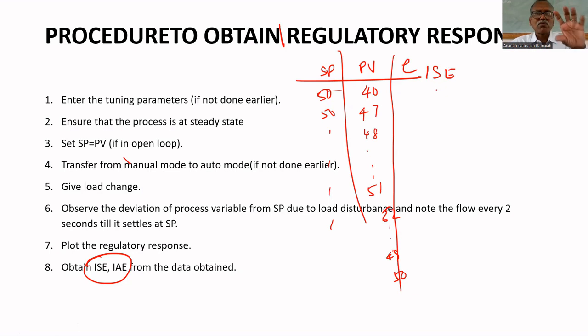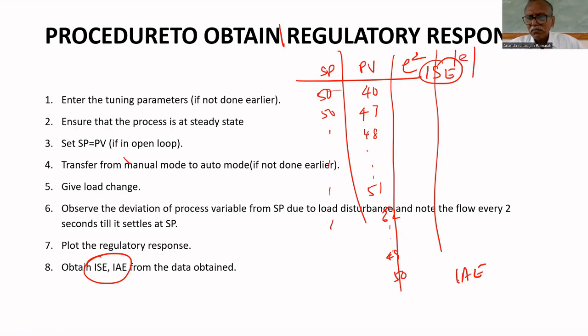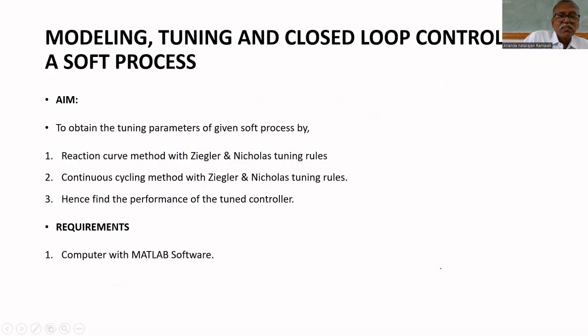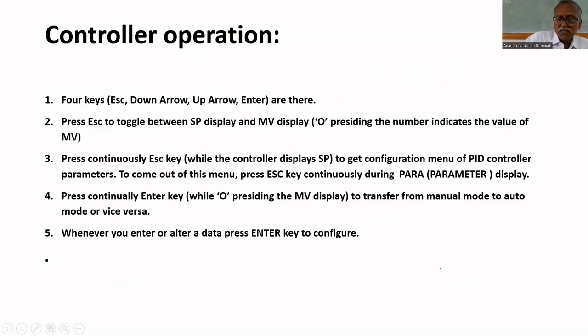For two different controllers, you find the ISE; the one which settles quickly will give less ISE. So you have to find E square and add, and you will get ISE. Find the modulus value, the modulus of E, and add, and you will get IAE. IAE is the integral of absolute error, and ISE is the integral of square of error. You can compare the performance using that for a level process, not for a flow process. Since it is very fast, you have to automate recording of data, then only it is possible. Otherwise, it's not possible.